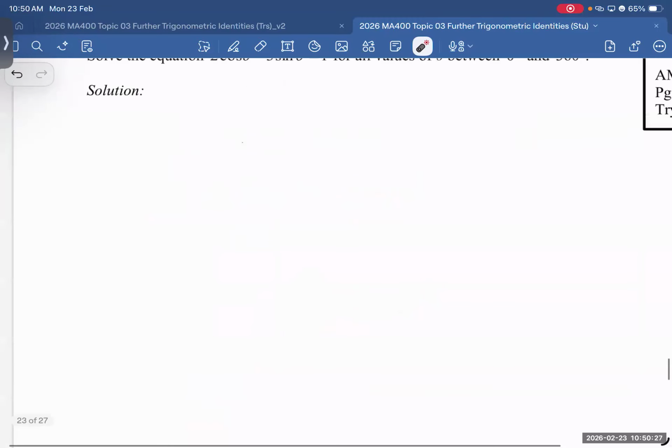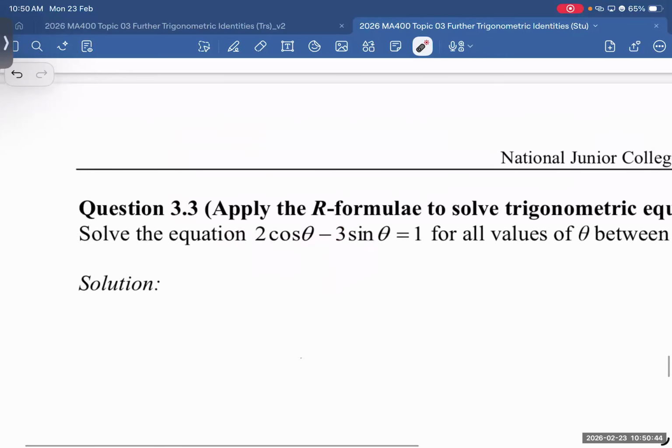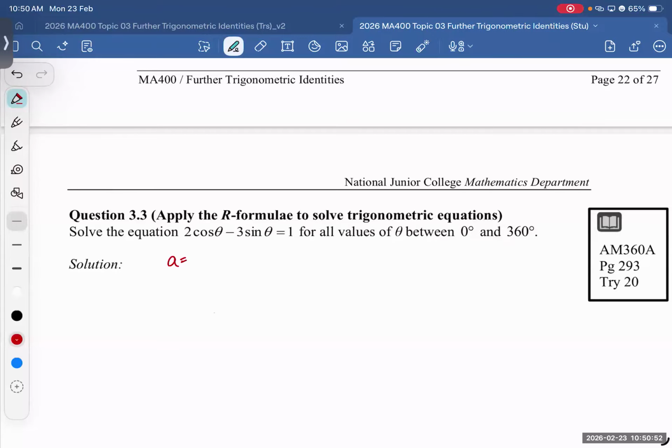Okay, now I go through 3.3. 3.3 is precisely why we learn R formula. Because when you learn R formula, you realize that I have two trigo functions. I cannot combine them. I cannot create the same trigo variable. What do I do? If this was last year, you would be stuck. But now I know what to do. R formula, A is 2, B is 3.